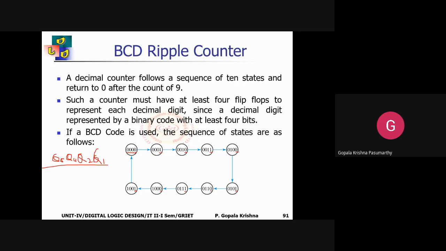The first flip flop is called Q1. If you carefully observe, it keeps changing. 0 becomes 1, 1 becomes 0. 0 becomes 1, 1 becomes 0. The first flip flop will always be complemented. Is it clear? This is how we have to understand the transition sequences of flip flops.